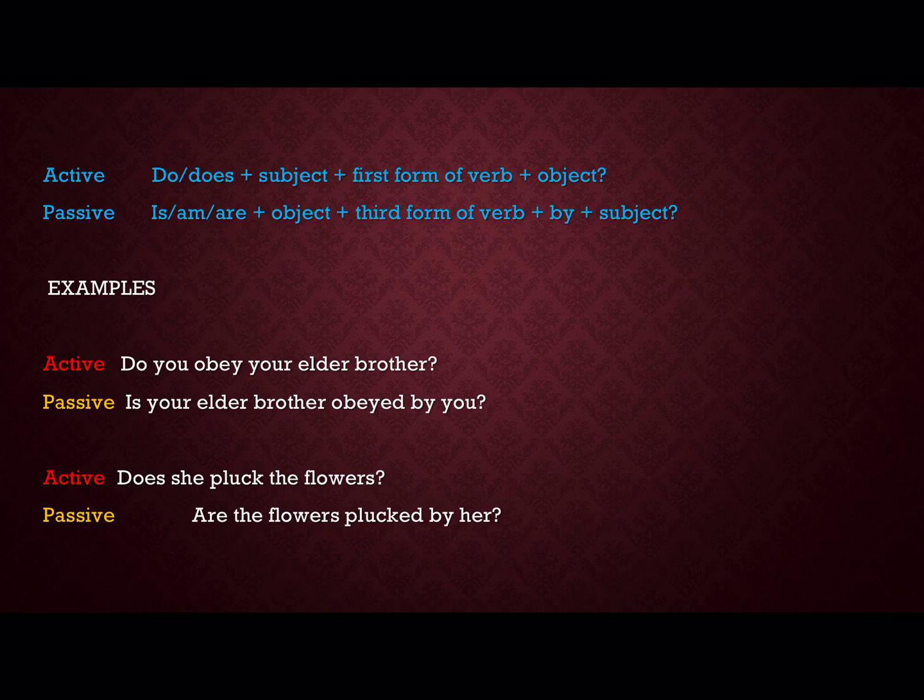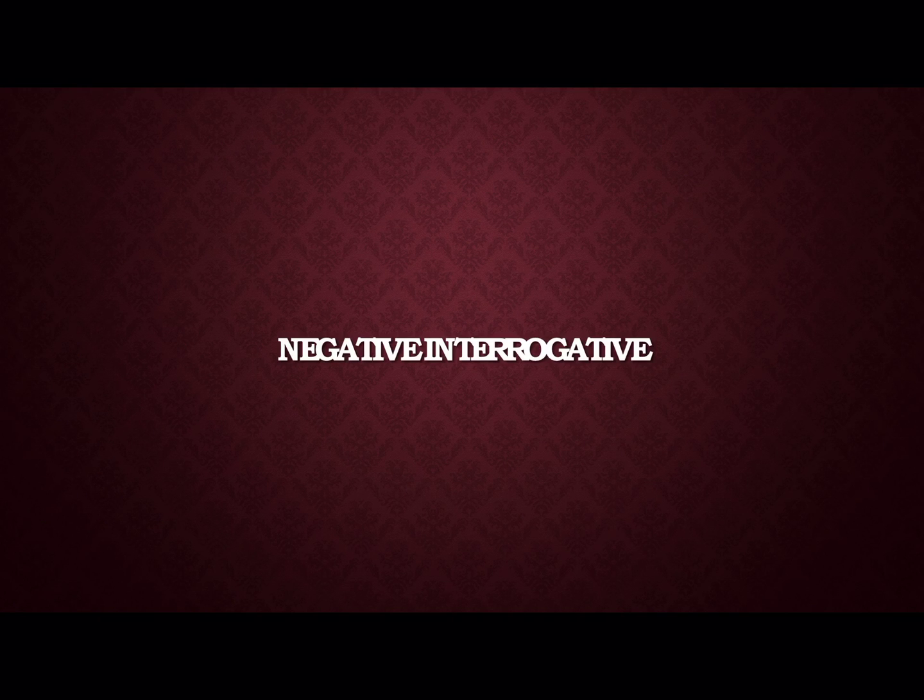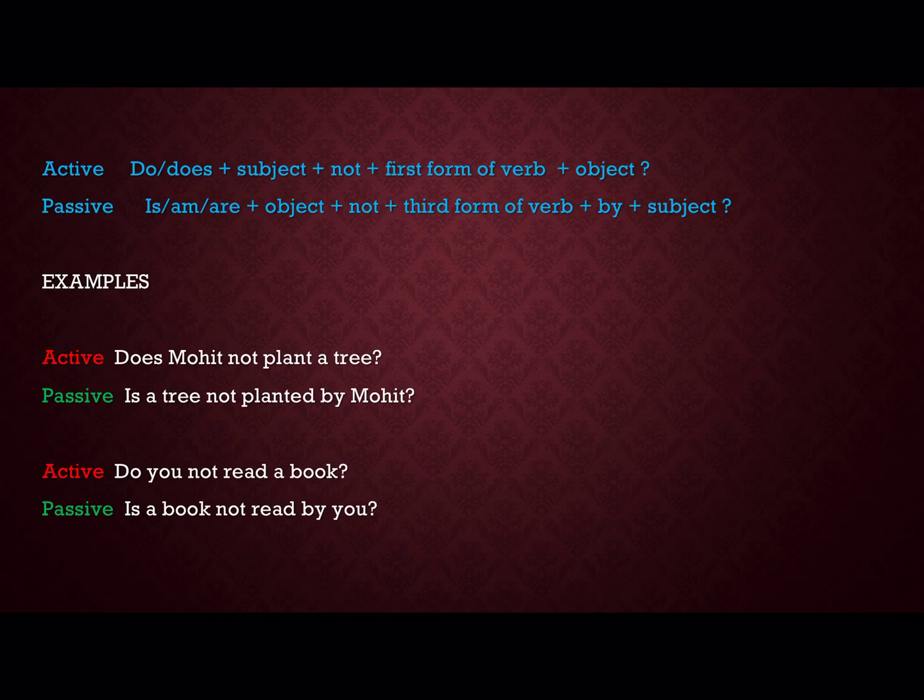Form of the verb is always there. And then the interrogative negative: do/does plus subject plus not plus first form of a verb, then object. And in the passive voice: is/are/am, object, not, plus third form of a verb, then by plus subject. Does Mohit not plant a tree? So it is tricky.